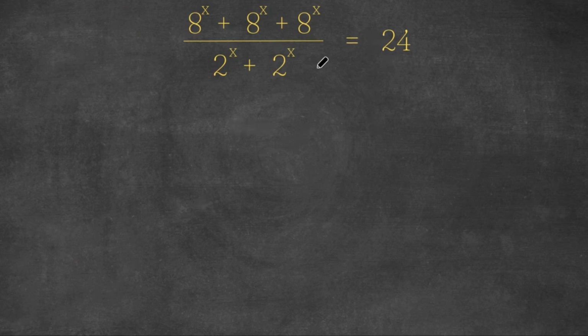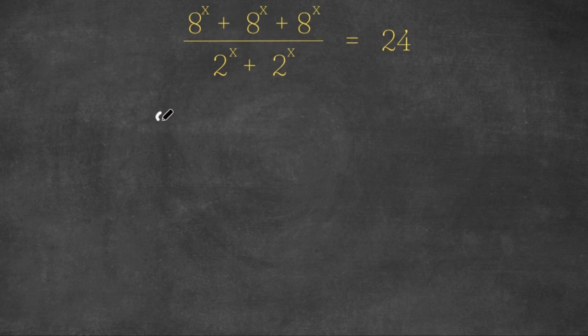In today's video, I'm going to be teaching you guys how to solve this exponential equation. So we have a to the power of x plus a to the power of x plus a to the power of x, divided by 2 to the power of x plus 2 to the power of x, is equal to 24.